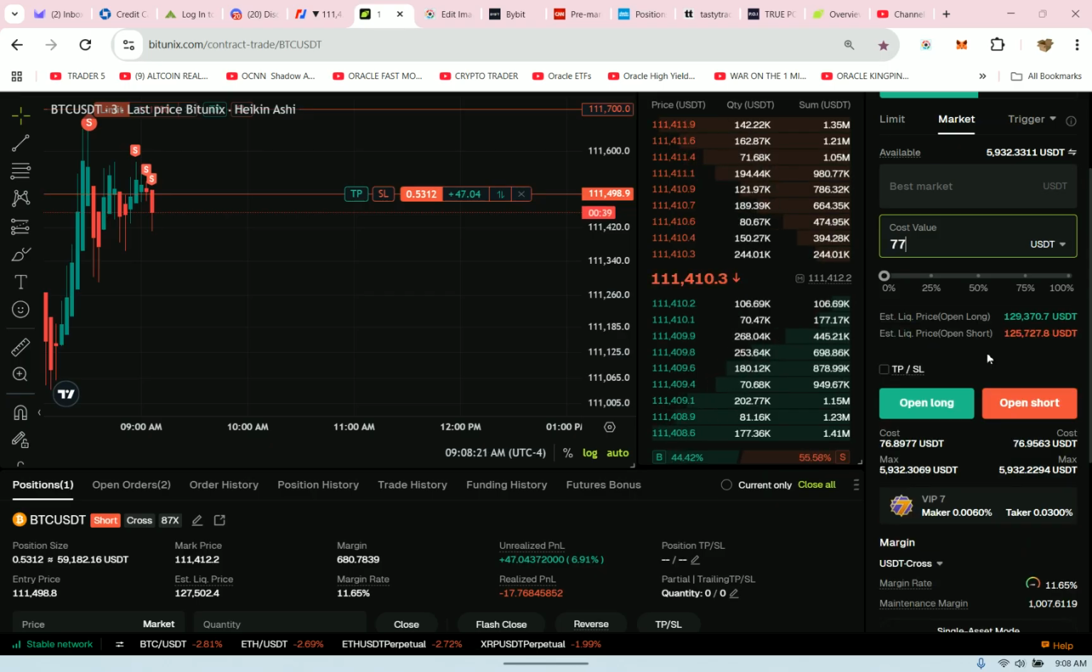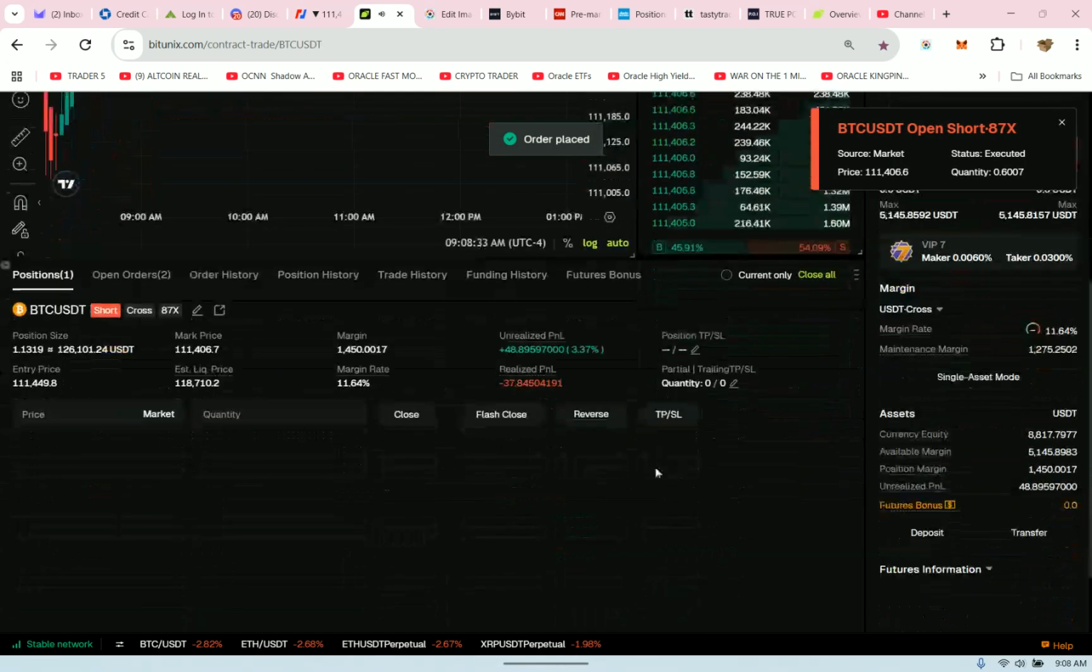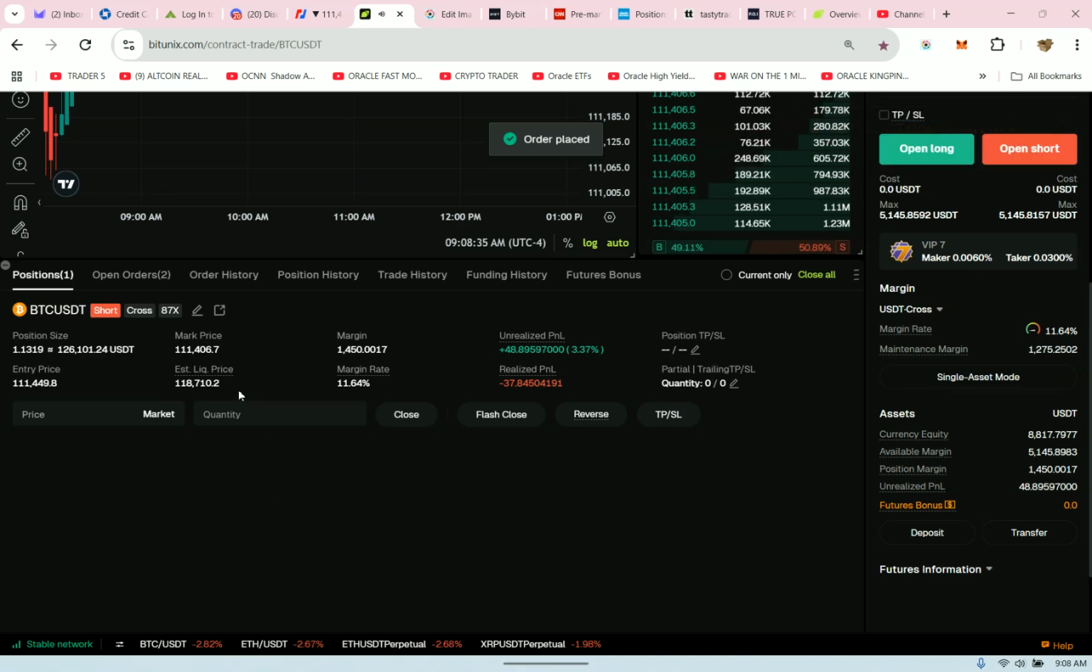Now, let's do 777. What happens to my gap? The gap is the liquidation price, the differential between liquidation and the current price. This is going to tighten it. Okay, now here we are. It's 118. Now I'm heavier in the trade.